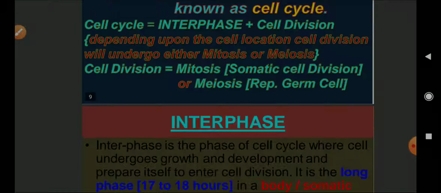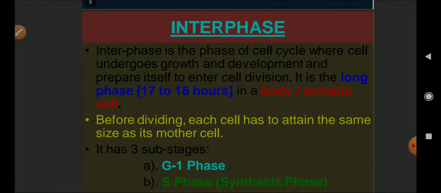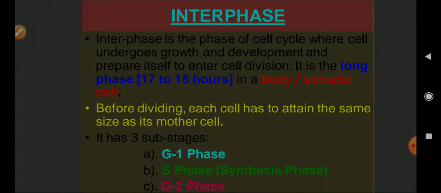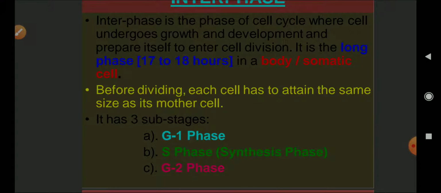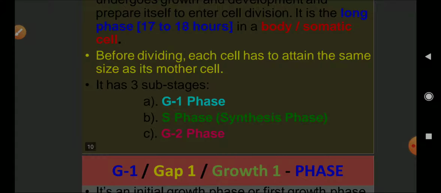Let us see the phase of interphase. Interphase is the phase of the cell cycle where the cell undergoes growth and development and prepares itself to enter cell division. It is a long phase of about 17 to 18 hours, and it takes place in the body somatic cell. I have written body somatic cell, but it is any cell, though it takes place in the body somatic cell also. Before dividing, each cell has to attain the same size as that of the mother cell. That is what we have seen in the previous slide.